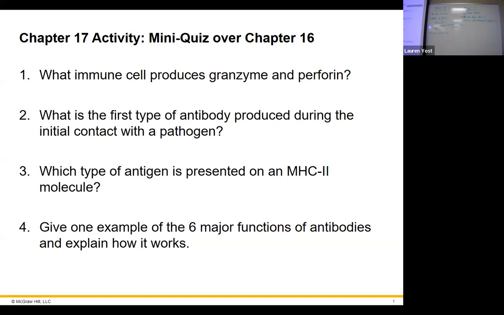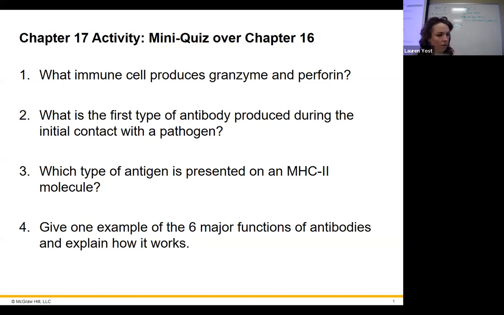All right, so this isn't for points or anything, obviously. It wasn't the other time either, but it's just to kind of get us thinking again about what we learned about chapter 16. Well, it's been a while, so I thought we would go over it. So what immune cell produces granzyme and perforin? Do you guys remember which one that is? Yep, that's going to be the CD8 positive cytotoxic T cells.